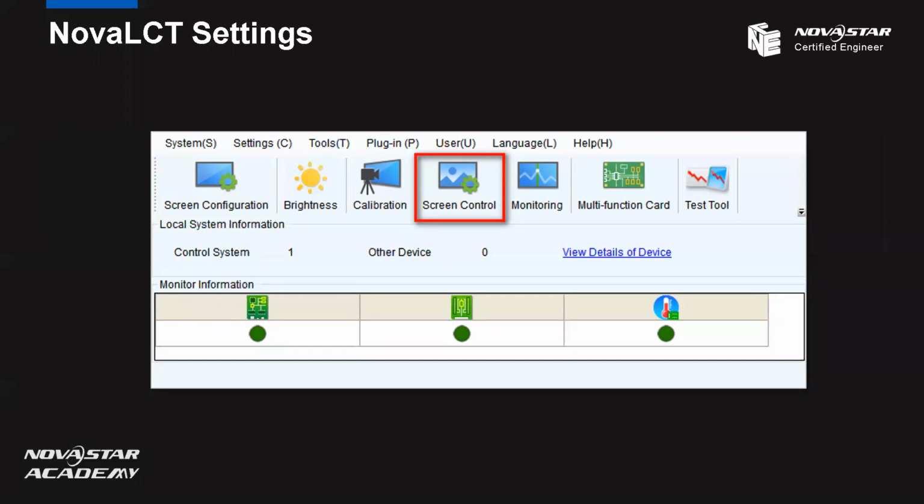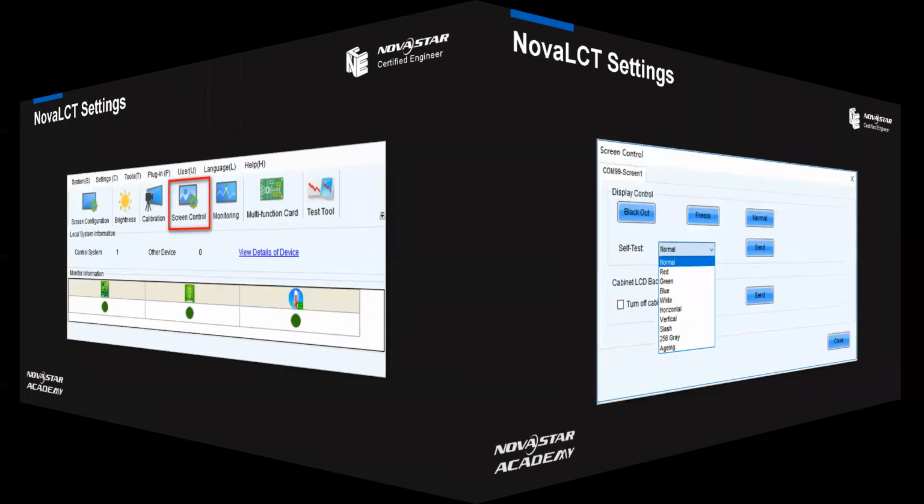So let's see the software first. If you want to use the software to do the screen control and send some test patterns, just log in with the password admin. I know you are very familiar with this software already, so I'm not going to show you how to log in. After you successfully log into the software, you can see in the main page the 4th icon is screen control. Just click this icon once, and you will go to this page.